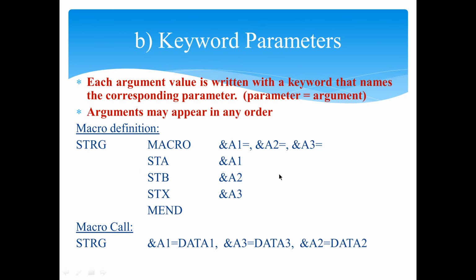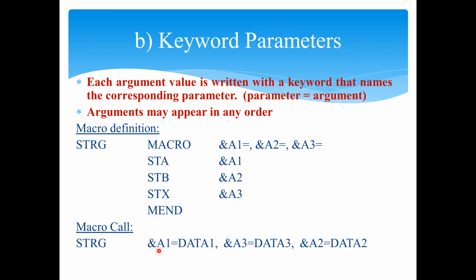That is positional parameters. Now the second one, keyword parameters. In keyword parameter, each argument value is written with the keyword that names the corresponding parameter. What does that mean? Each argument value is written with the keyword that names the corresponding parameter. That is, along with the parameter, you can provide the value when it is invoked. So the syntax, I'll show you the syntax.